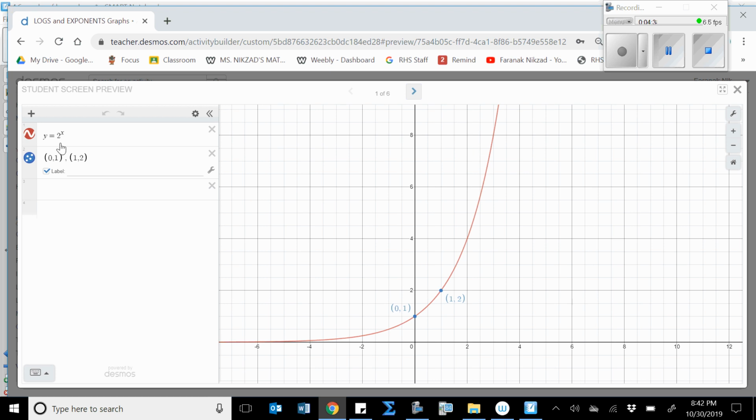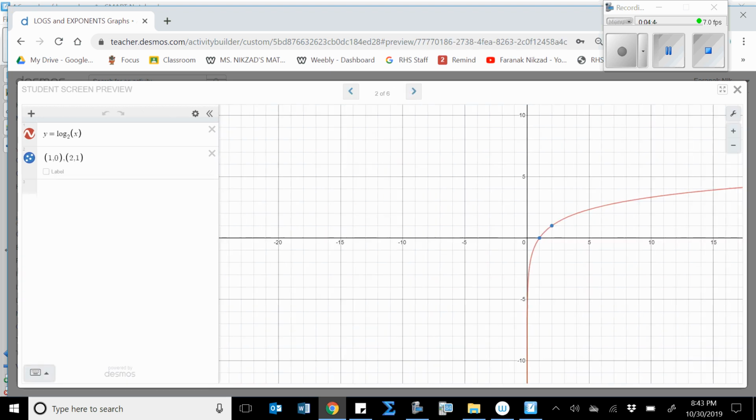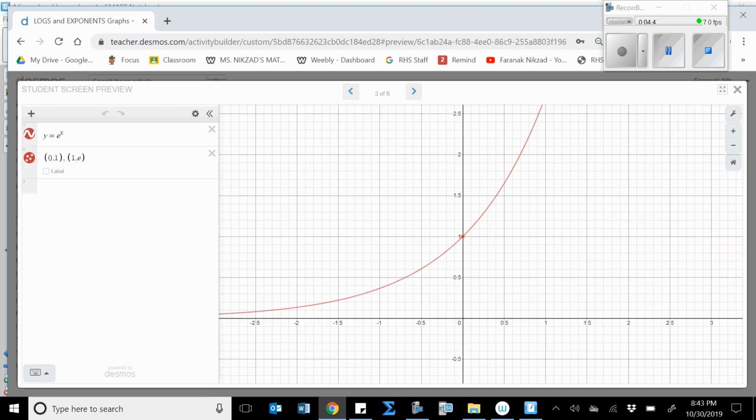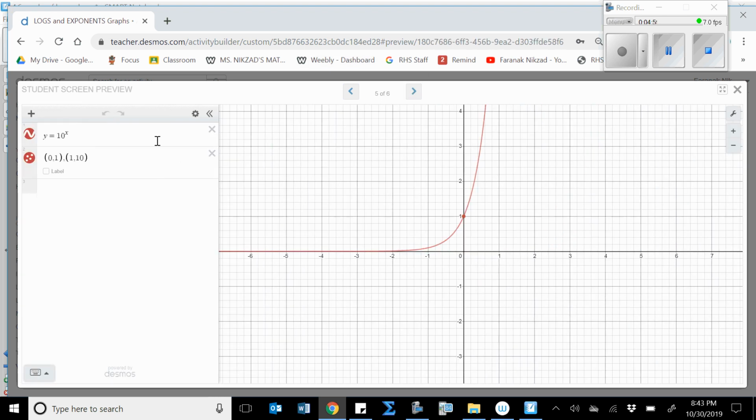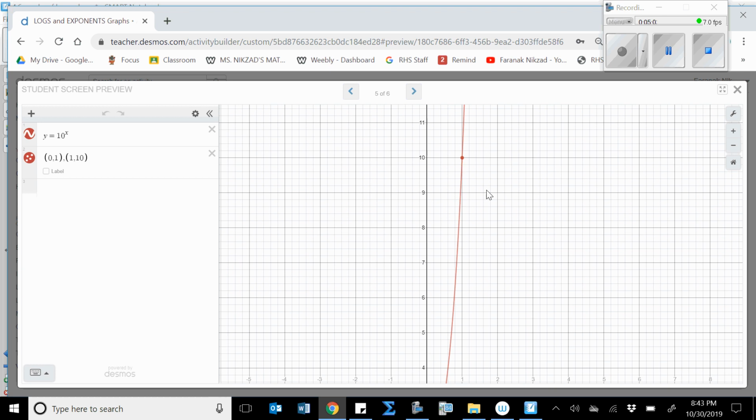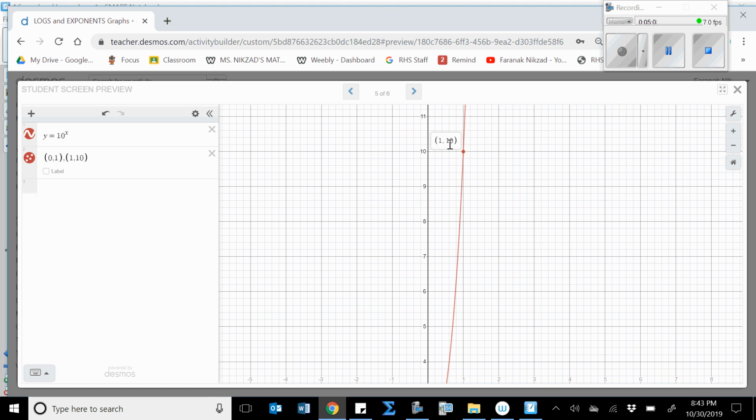So for 2 to the power of x, (1, 2) always exists. For e to the power of x, we have (1, e) at this point. (1, e) exists because the base is e. And for 10 to the power of x, we have (1, 10). So (1, base) always exists. These 2 points are, we can say, the most important points of the graphs, which always exist, and we can use them to graph our function. We'll talk more about these later.